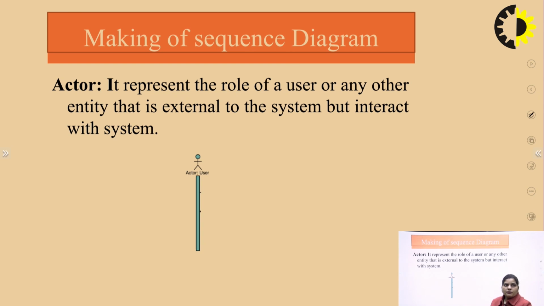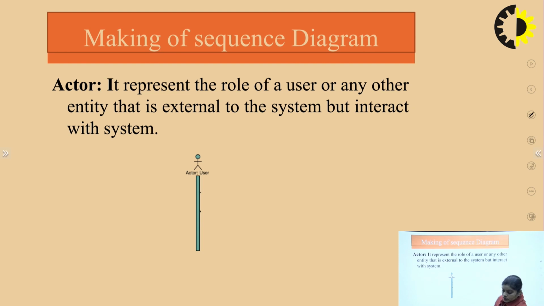Now, making of a sequence diagram. The first symbol which we can use while drawing the sequence diagram is the actor. It represents the role of the user, what particular role a user performs, or any other entity that is external to the system but interacts with the system. That is the first representation used in a sequence diagram.